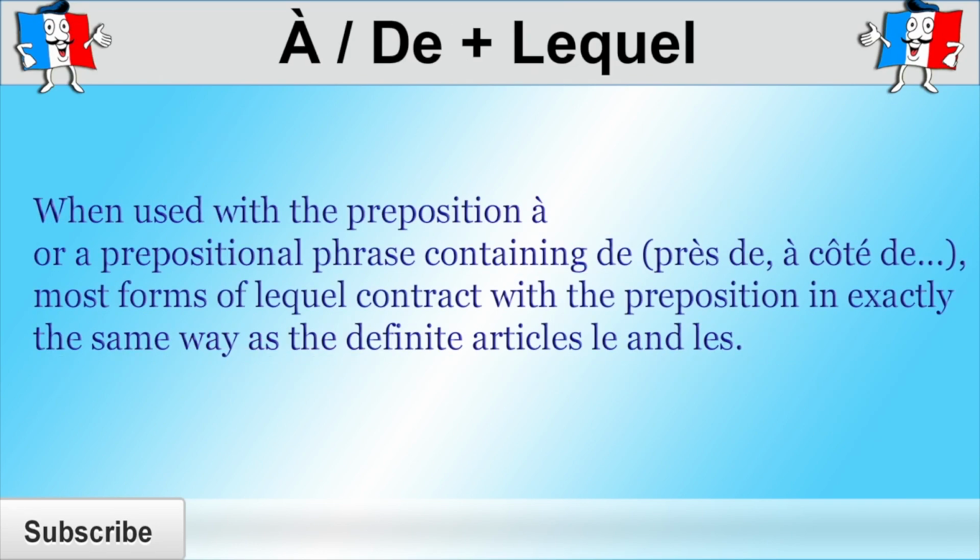Having said that, when used with the preposition à or a prepositional phrase containing de, such as for example près de, à côté de, etc., most forms of lequel contract with the preposition in exactly the same way as the definite articles le and les. That is to say, as you'll be able to see in the following table, à and le or les contract to au, de and le contract to du, and de and les contract to des.